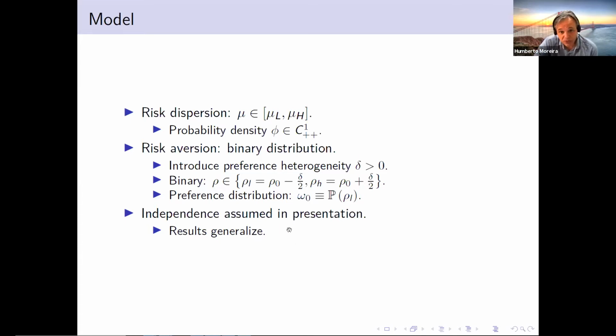For this presentation, you're going to assume those dimensions are independent, and we can easily generalize the results for the case when they are correlated, right? But for the simplicity of the formulas and exposition, let's consider the independence case, right?